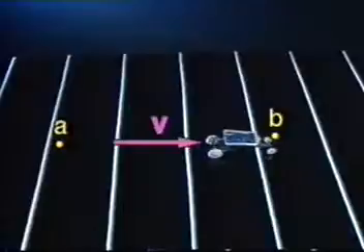Starting at location A, the car travels across the surface toward location B. To graphically represent the velocity of the car, an arrow is drawn along the direction of motion. This arrow is the velocity vector and describes the direction of travel with its length proportional to the car's speed.